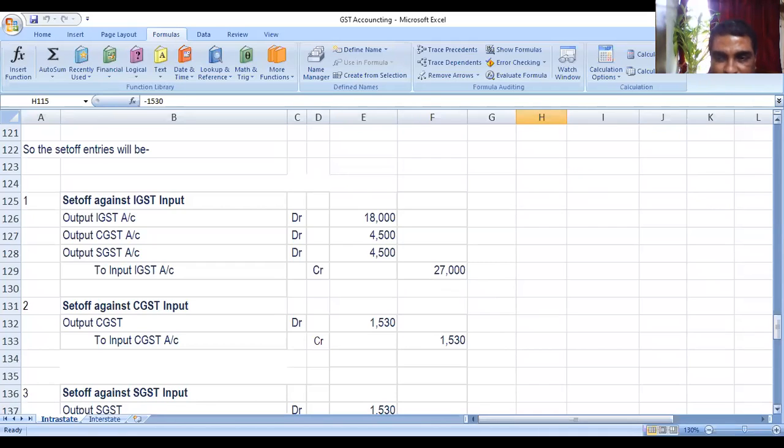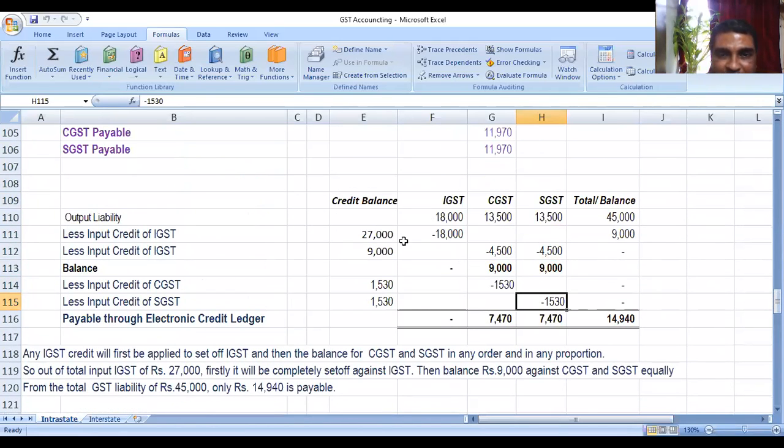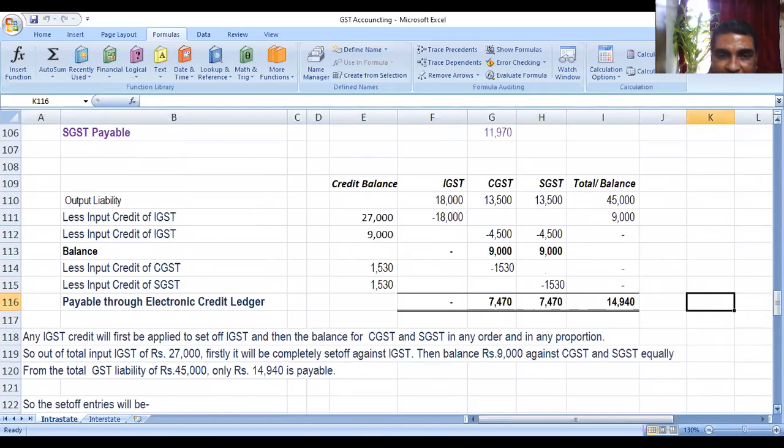Okay, understood? Is it clear? That means I am talking about up to this stage. IGST is fully exhausted. IGST balance is nil. Are you getting it?